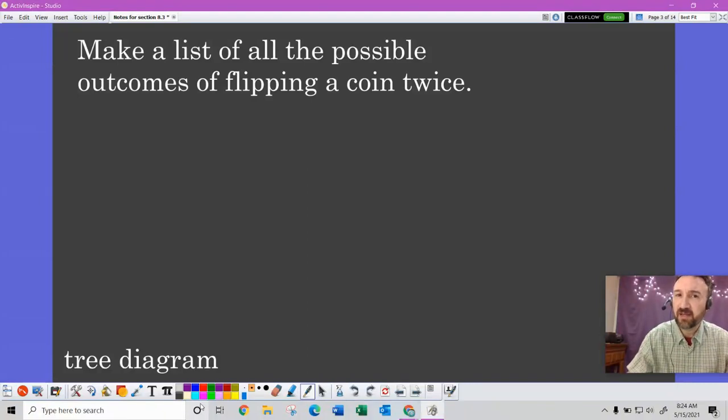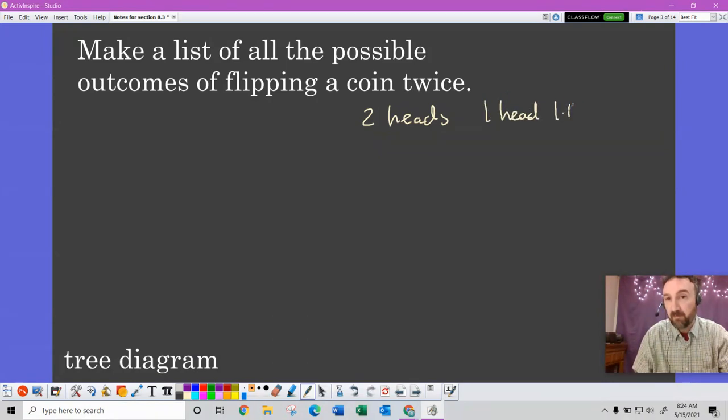We could also make a list of all the possible outcomes of flipping a coin twice. And sometimes people think that you could get two heads, or you could get one head and one tail, or you could get two tails.